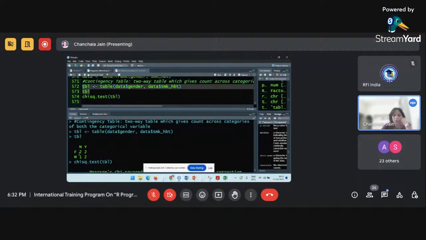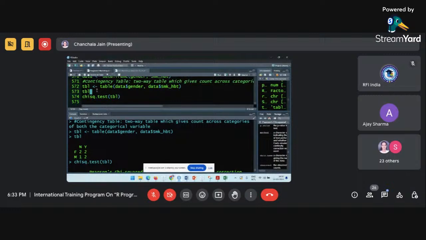The two females are saying yes for smoking, and the male count is one in the no category and two in the yes category. So this count you need to have to perform the chi-square test. That is why you need to create a table in the case of the chi-square test of independence of attributes, right?